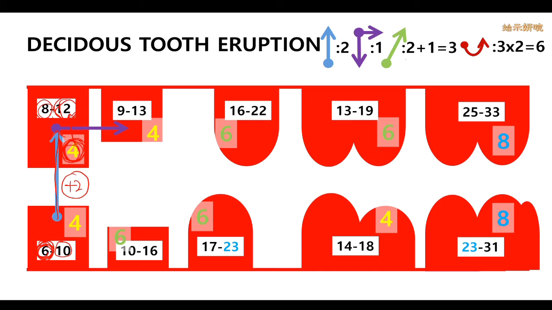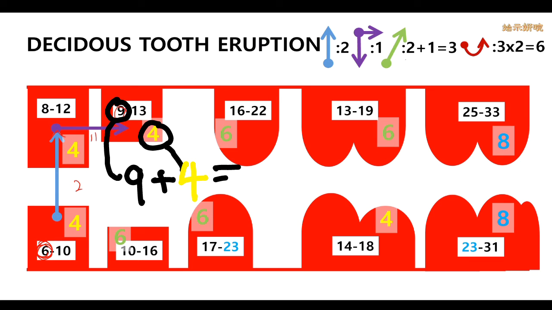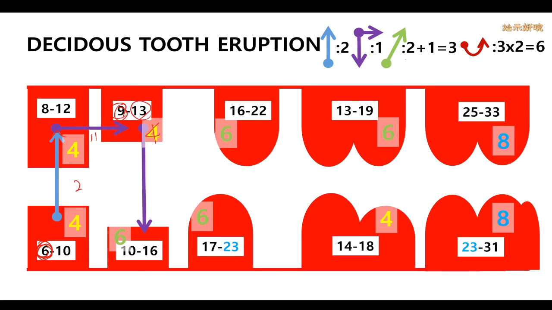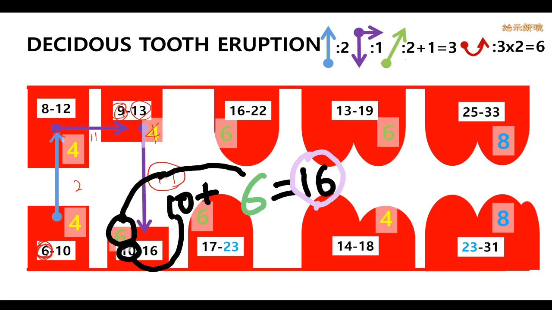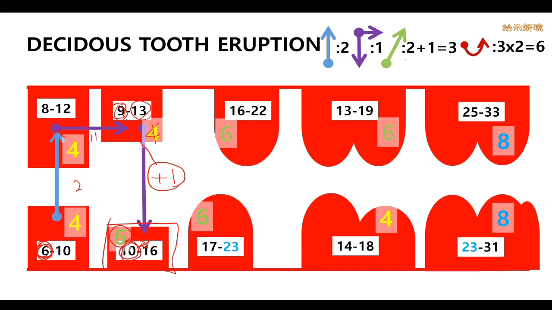And now we are going sideways, so it is easy to walk sideways. So just add 1, so 8 becomes 9, plus 4 becomes 13. And now we are going downward. Since we are going downward, you just add 1 to 9, it becomes 10, and just add 6 to it. Okay, this mandibular lateral incisor is special among the anterior teeth.